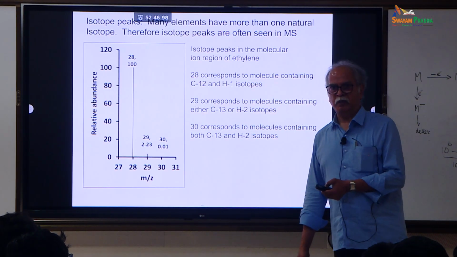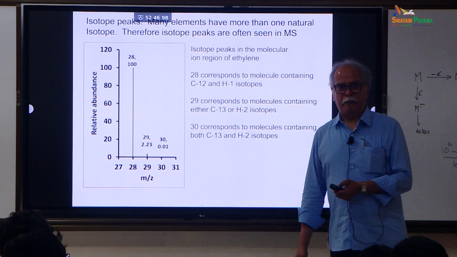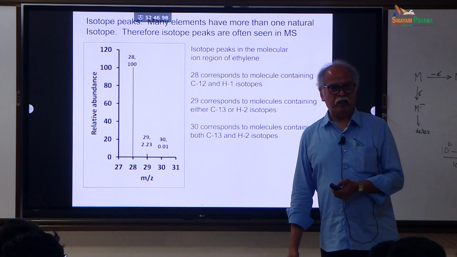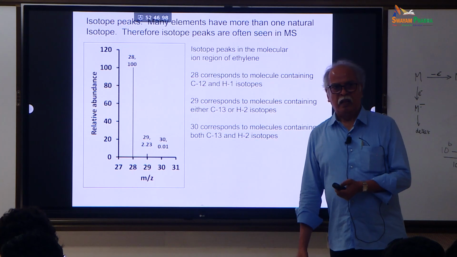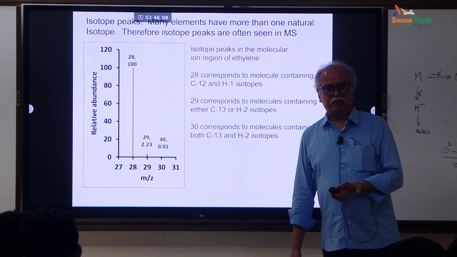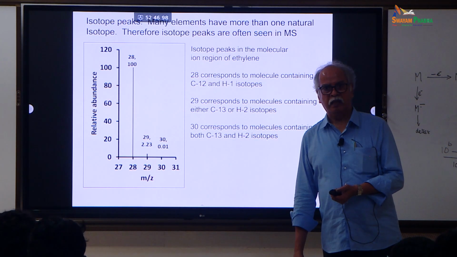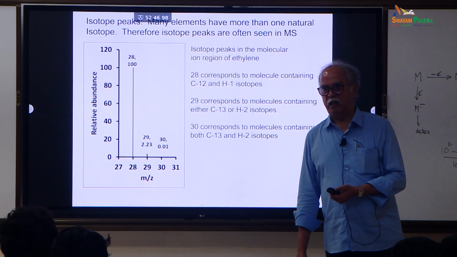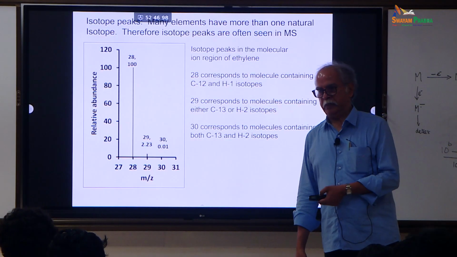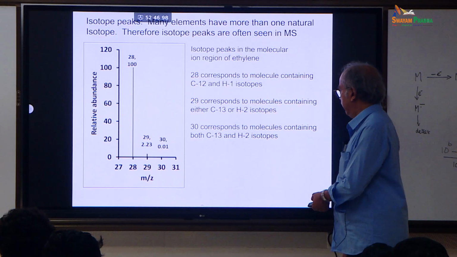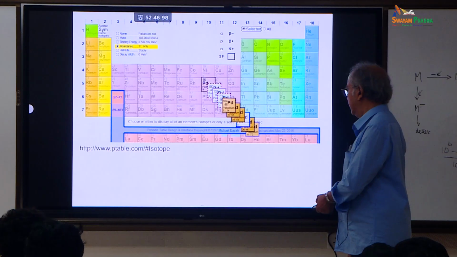You are recording a mass spectrum. Carbon 12 is 99%. The remaining 1% is carbon 13. That should show up in the spectrum. The M plus 1 peak corresponds to that.